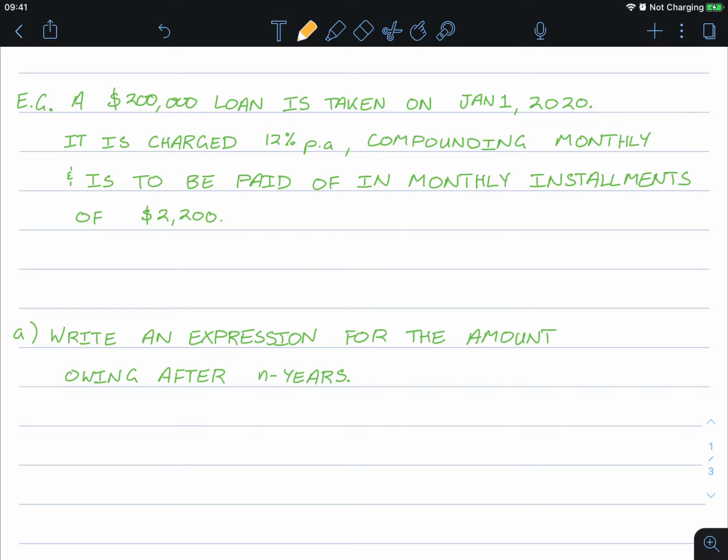Rather than reading this out for you, I'm just going to summarize all the key points that we need here. So we need the principal value, which is 200,000. The rate, sorry, make that capital R, that we'll be using is 12% per annum, so 0.12. But because it's compounding monthly, we're dividing that by 12, so it'll be 0.01. And our monthly installment, M, is going to be 2,200.